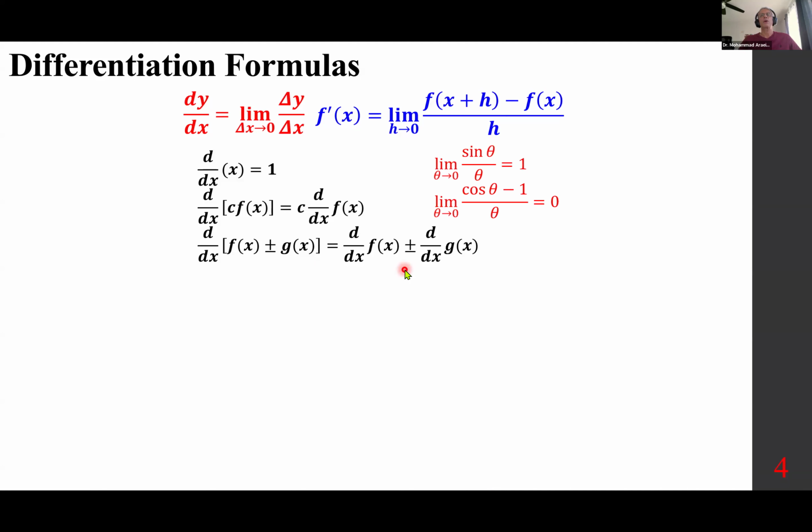The following limits are useful. The limit of sine theta over theta as theta approaches 0 equals 1. The limit of cosine theta minus 1 over theta as theta approaches 0 is equal to 0. A couple of definitions for e. e is a number such that the limit of (1 plus 1 over n) to the power of n as n approaches infinity. Also, e is a number such that the limit of (e to the power of h minus 1) over h as h approaches 0 equals 1.